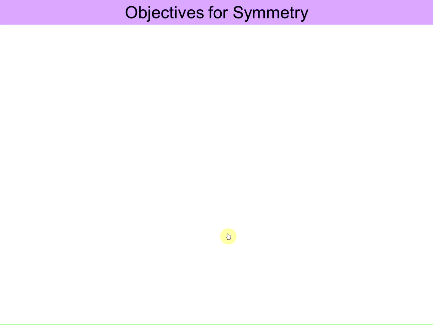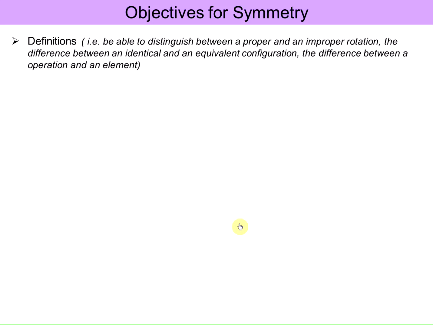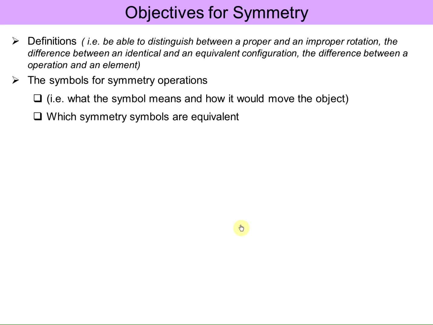So I want to look at some of the objectives we should have for symmetry. First of all, we need to be able to understand some of the definitions. For example, being able to distinguish between a proper and improper rotation, the difference between an identical and equivalent configuration, and the difference between an operation and an element. We also want you to understand the symbols for symmetry operations. What does a symbol mean and how it would move the object, and which symmetry symbols are equivalent.